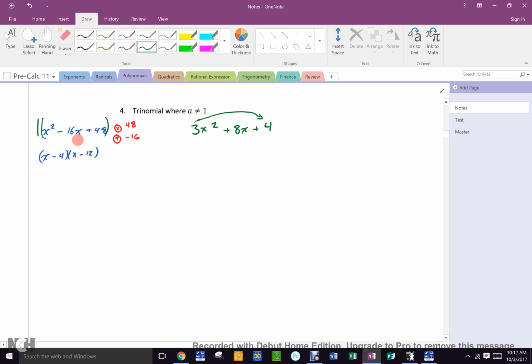Right? Yeah. So what is 3 times 4? So now I'm looking for factors of 12. Now, these guys had to add to 16. After I do that first step, the next 2 are the same. I multiply to 12 and I add to 8. What are they? 2 and 6, right?